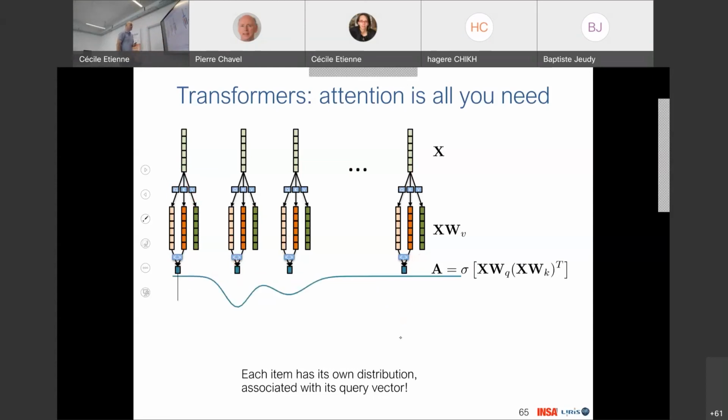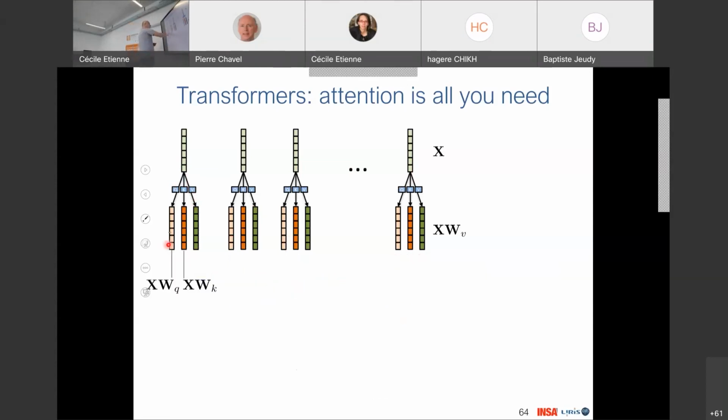How do I do that? Well, I take these query and key projections here, and I calculate the similarity between these two by just projecting them onto each other. I just do a dot product similarity between these two. And what I do then is I normalize this over the keys.